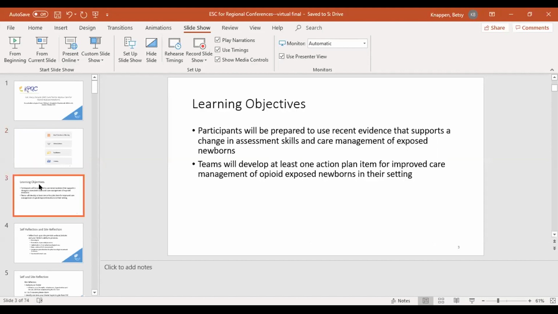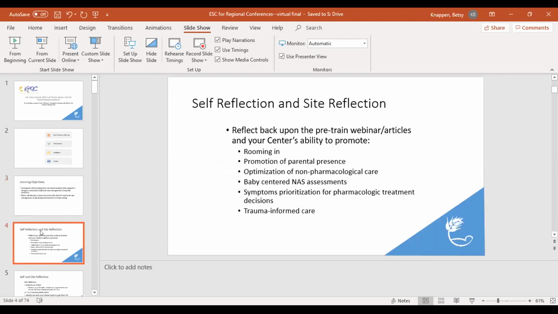Learning objectives for today: participants will be prepared to use recent evidence that supports a change in assessment skills and care management of exposed newborns, and teams will develop at least one action plan for improved management of opioid-exposed newborns in their settings. So we hope that from this didactic portion, you will be able to take back at least one action plan to your center. It may not be implementing Eat, Sleep, and Console, but it may be improving upon the tool you're using today. So that's our goal. I sent out some videos and some pre-work for you to look at.